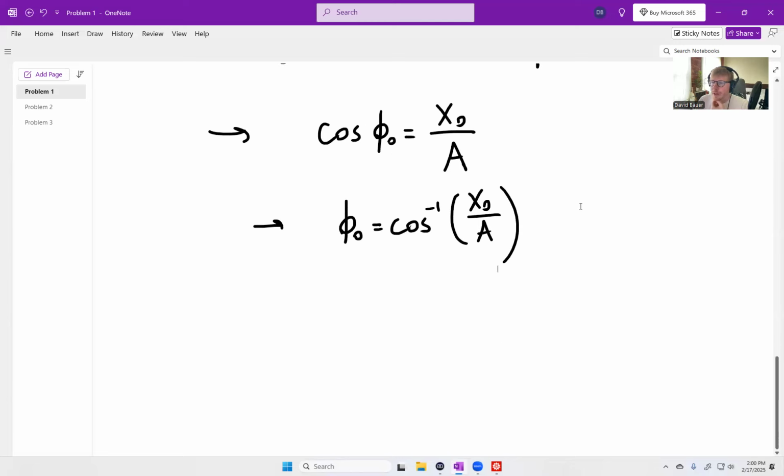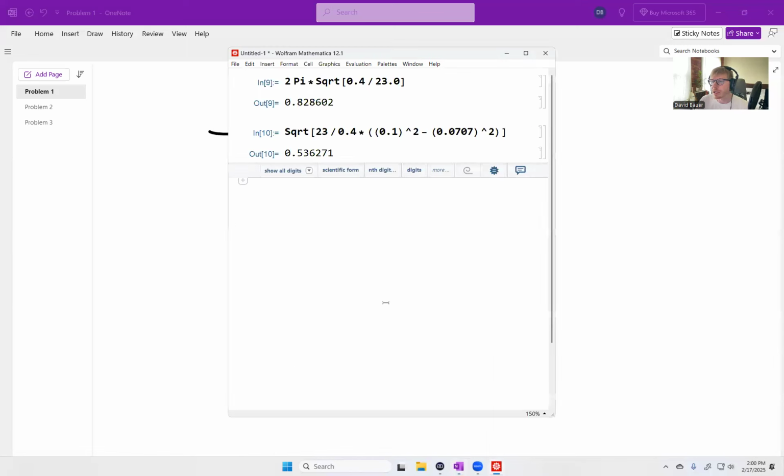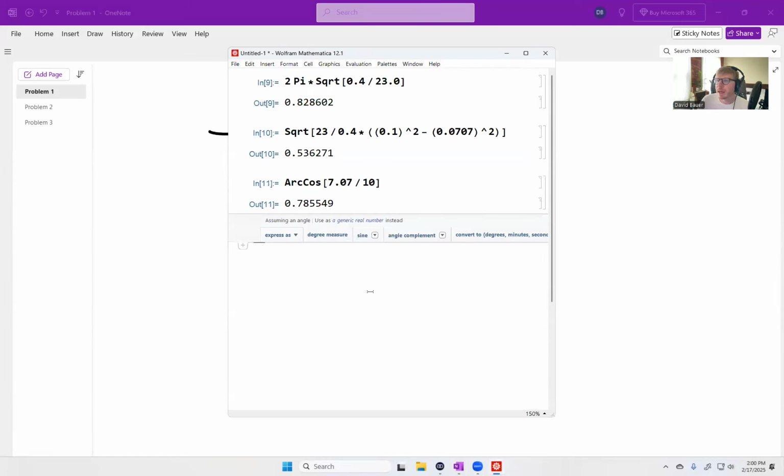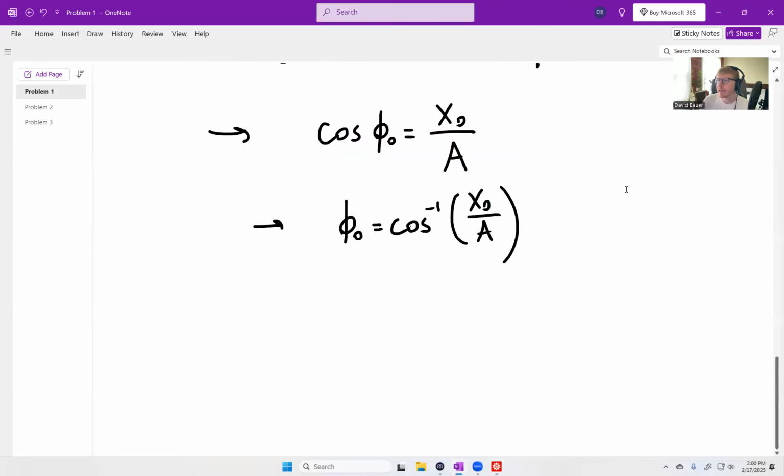Okay, so let me go ahead and plug in to the inverse cosine. So it's 7.07 centimeters divided by 10 centimeters. I'm taking a ratio here, so I don't need to worry about the units. And this gives me 0.786 radians.